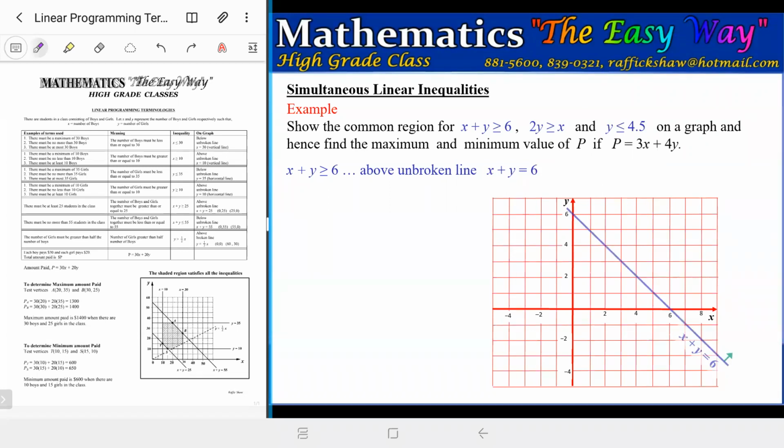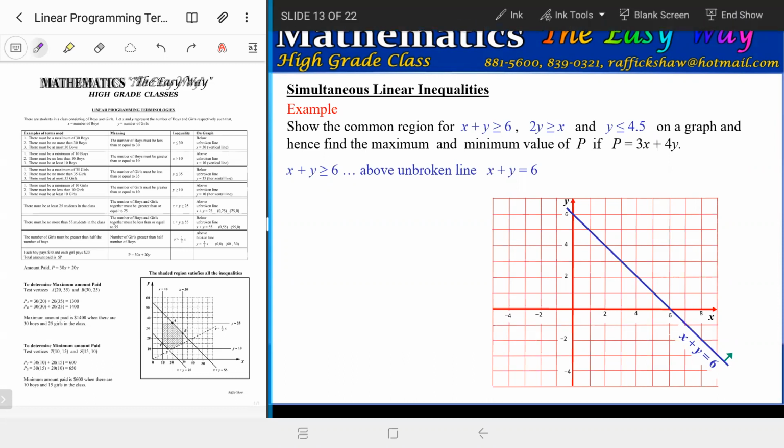So that is the line x plus y equals 6. I call this an x plus y line. It will cross the y-axis at this number, which is 6, and also cross the x-axis at the same number, which is 6. So if it was x plus y equals 10, then it will cross the y-axis at 10 and cross the x-axis at 10. That's how those lines go.